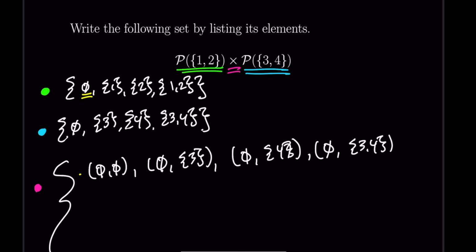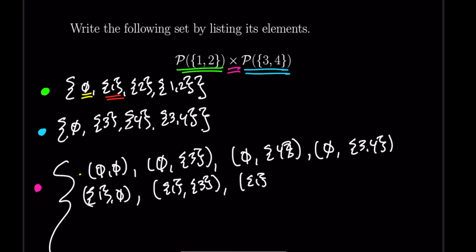Okay, good. And then moving down, we could look at everything where our first entry is the set containing 1. So we'll have the set containing 1 and the empty set. So that ordered pair, the set containing 1 and the set containing 3, the set containing 1 and the set containing 4, and finally the set containing 1 and the set containing 3 and 4. Okay, then from here we can move all the way down and keep going. We'll get 8 more total sets. And they'll look kind of like this.